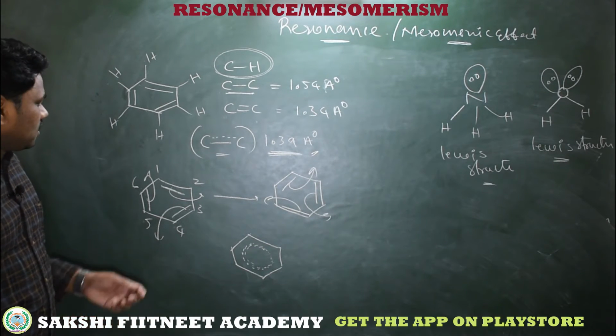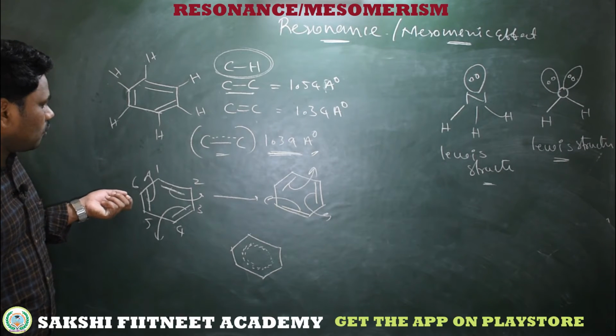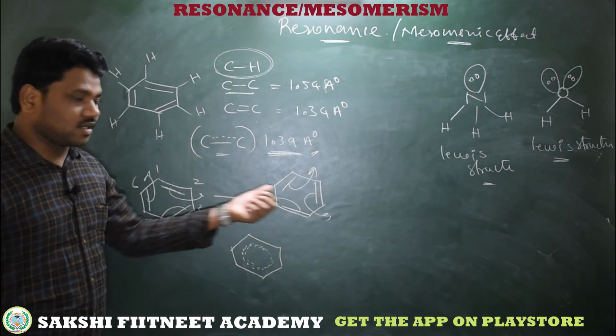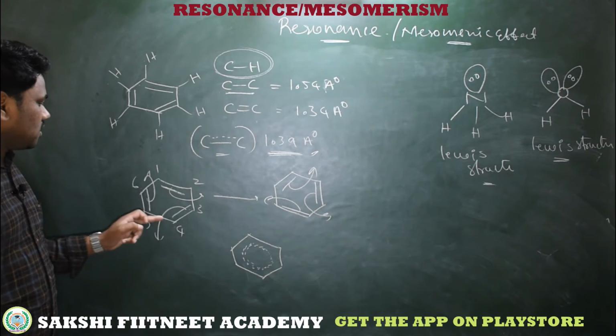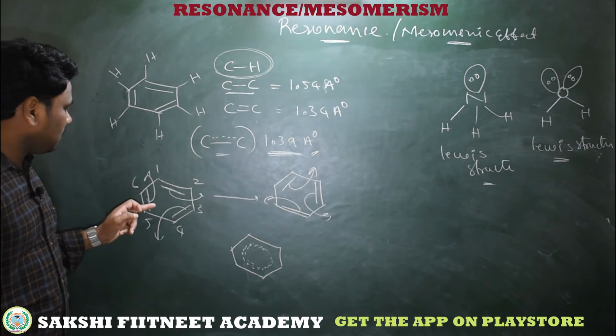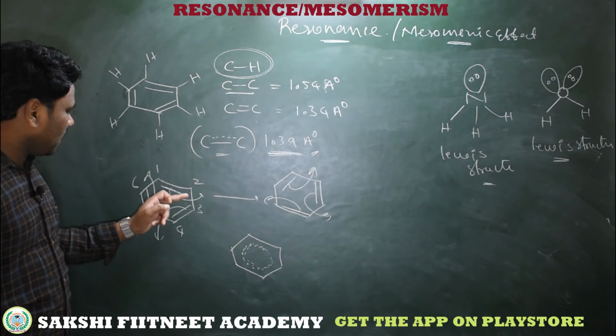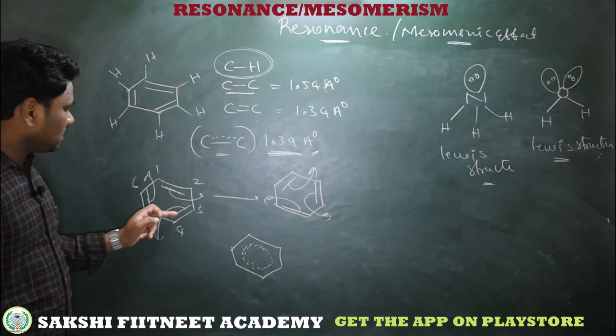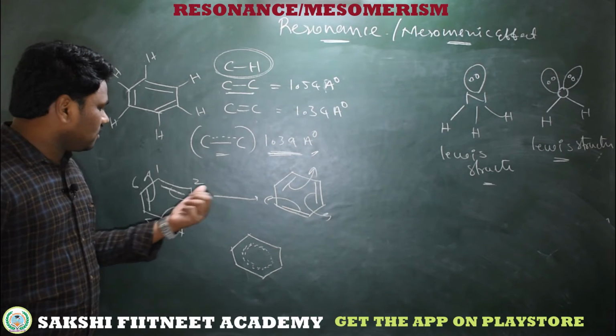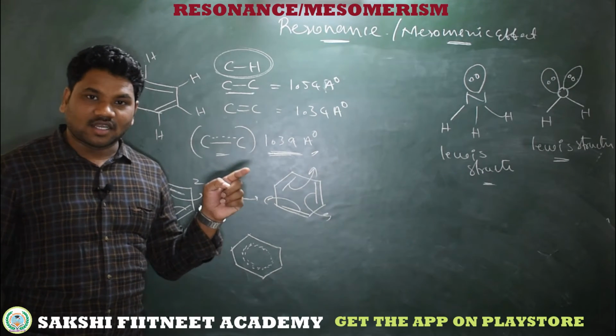So simply, the compound which gives more than one Lewis structure due to the conjugation, that means these conjugative electrons are revolving in that system, delocalizing in the system. Due to that reason, we are getting more than one Lewis structure.